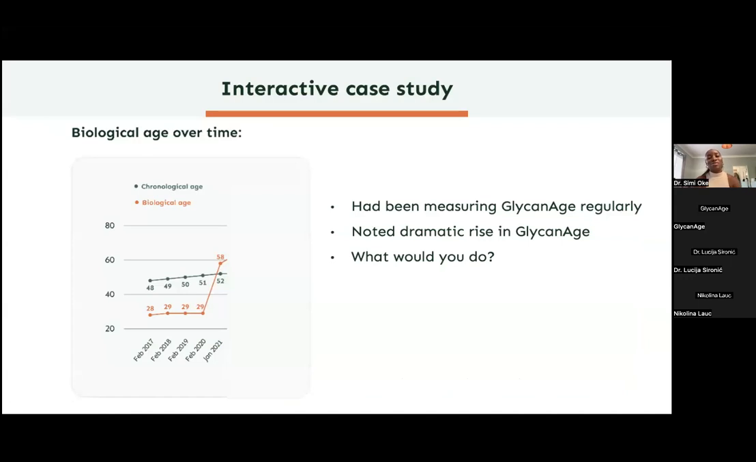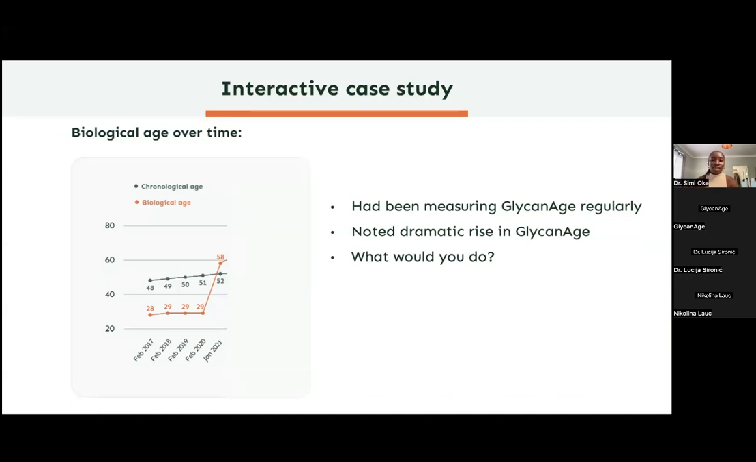This patient has been doing their GlycanAge for some time, and typically they've been doing very, very well. Their chronological age was 48 up until 52, and they were testing at 28, 29, so doing very well. However, on the most recent test, the GlycanAge had gone up to 58. So a significant increase, almost a double.